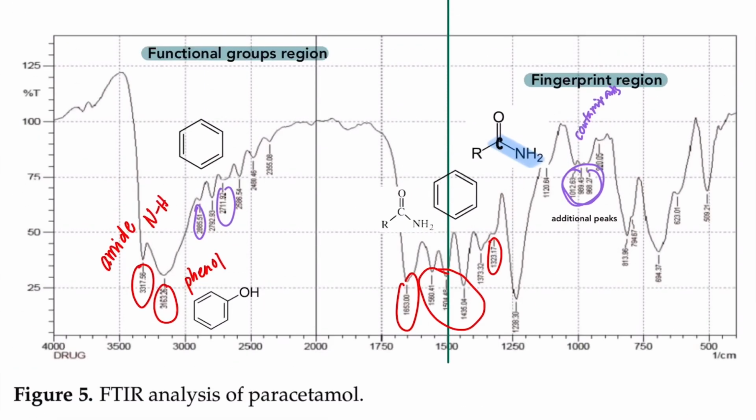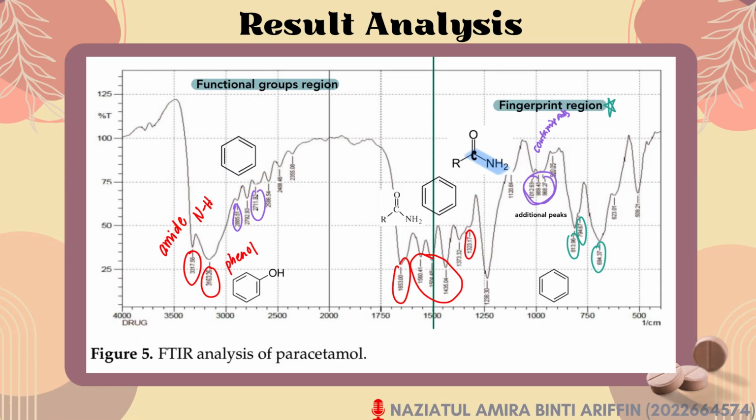Lastly, in the fingerprint region, there are multiple peaks there also, which are 830.96, 794.67, 694.37, which are attributed to the complex bending vibration of the aromatic ring and also other structural features. So this is the final result analysis for the FTIR analysis of the paracetamol.